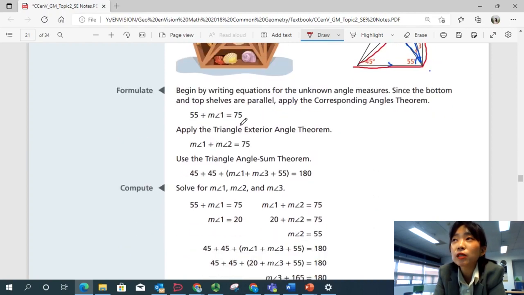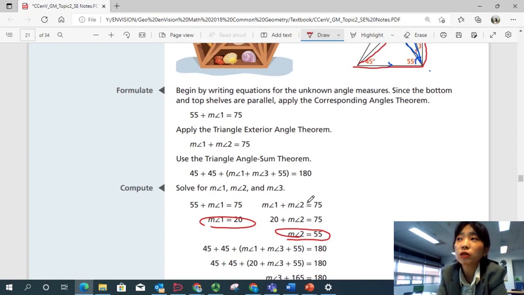So the first equation, you can just subtract 55 from 75 and get 20. Your angle 1 is 20. Second equation, because you know angle 1 now, you can substitute 20 into your second equation. Say 20 plus measure of angle 2 is equal to 75. 75 minus 20 is 55. So measure of angle 2 is 55.